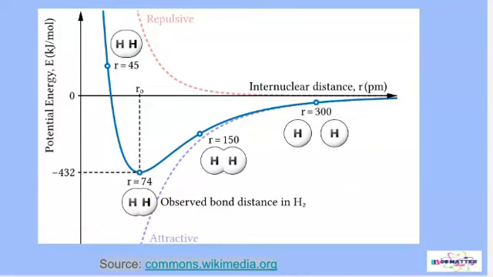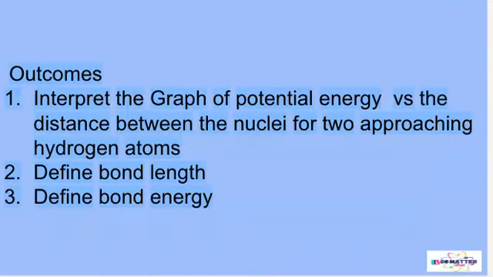Graph of potential energy against the distance between the nuclei of two approaching hydrogen atoms. By the end of the session, you must be able to: 1. Interpret the graph of potential energy against the distance between the nuclei of two approaching hydrogen atoms. 2. Define bond length. 3. Define bond energy.